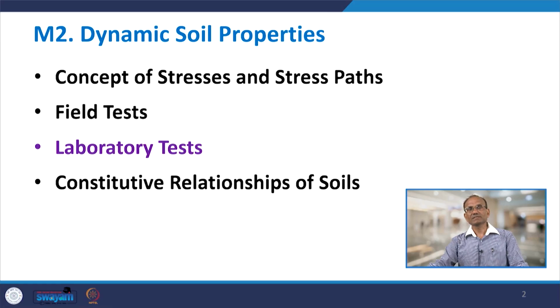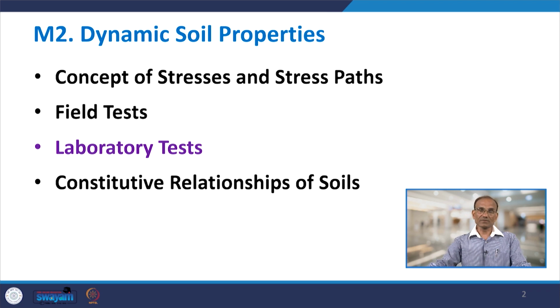So let us first see, in the dynamic soil properties we have 4 chapters. 2 chapters are already over. First was on concept of stresses and stress path, second on the field test, and today we are on the 3rd chapter, which is on the laboratory test. In this chapter, we will have 3 lectures. One will be on low strain, then we will have high strain tests, and then what is the difference between modal test and the element test. So, we will discuss about that.